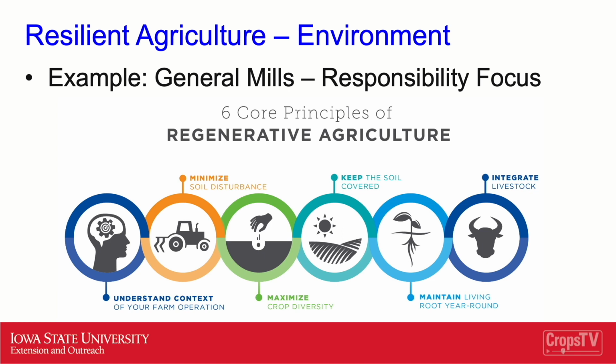Many businesses are also very interested in the environment, and I just pulled this example off the internet. This is from General Mills, their responsibility focus, and they have 6 core principles of regenerative agriculture. If we look at the little diagram there, we can see that they talk about understanding your soil and understanding your farming operation and what context you have going on, looking at your production practices, looking at how you might maximize productivity, keeping the soil covered, keeping something live, growing and having roots in the soil system, and then also integrating with the livestock.